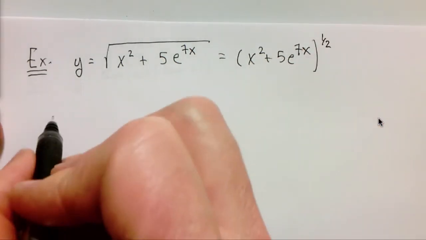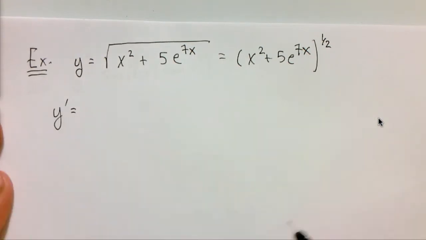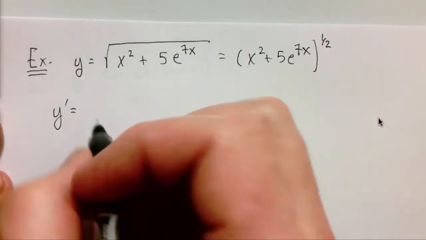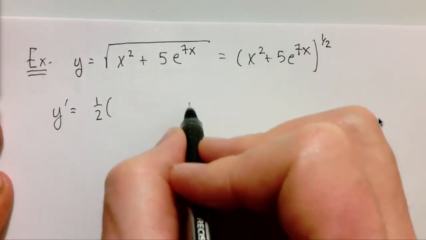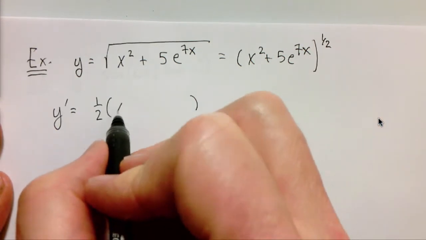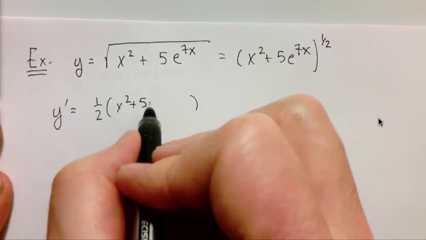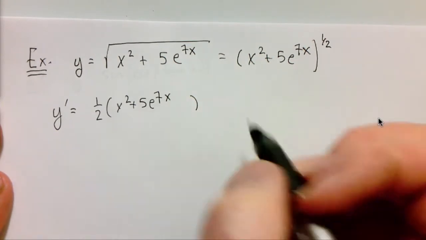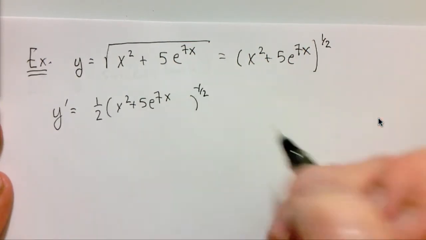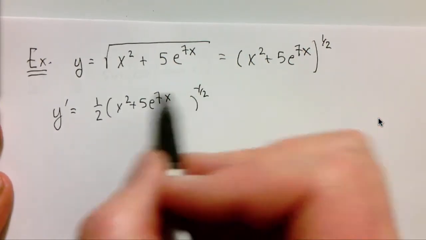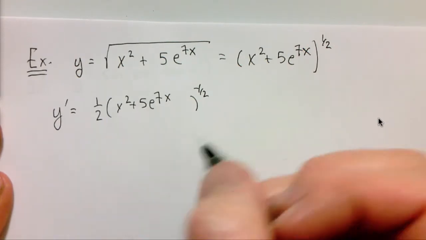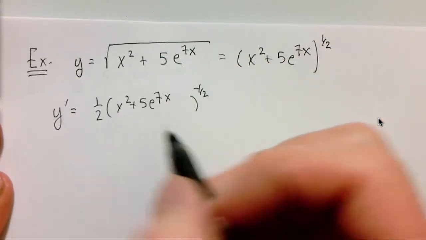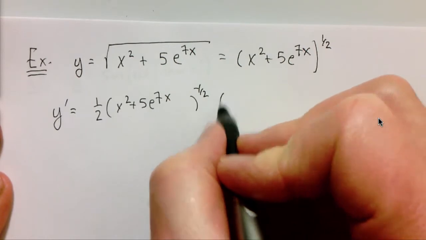And let's jump right in. The derivative of something to a power: bring the exponent to the front, reduce it by 1, leave the inside alone, and multiply by the derivative of the inside.